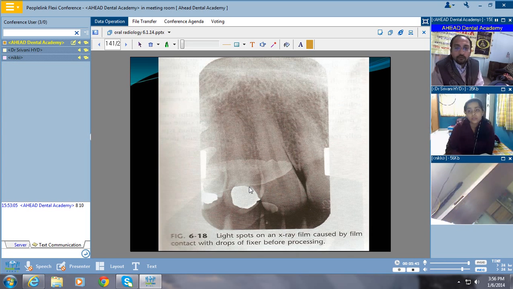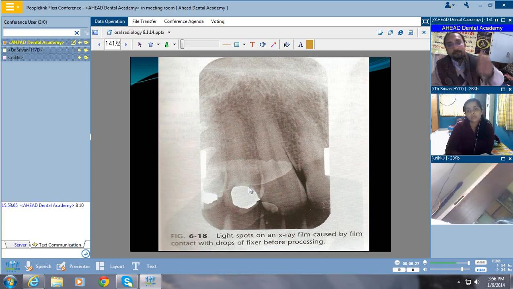Just listen carefully. When you are placing an X-ray film in a dark room, and instead of first placing it in the processing tank, you place it on a table, but on the table there is some spillage of fixer solution. The film comes in contact with that spilled fixer solution, and when you process it completely in developer and fixer, that light spot will come because the film came in contact with fixer prior to processing. Is it clear?